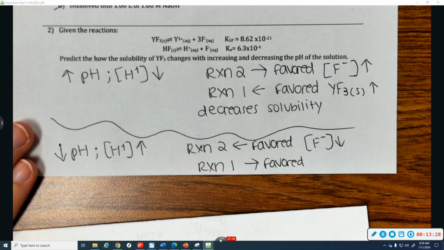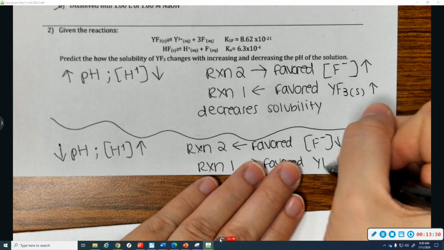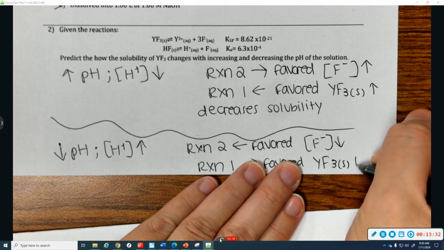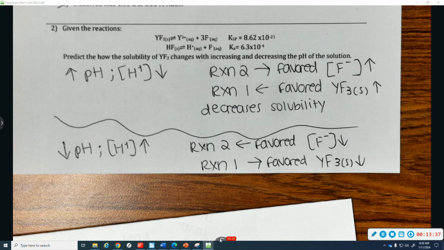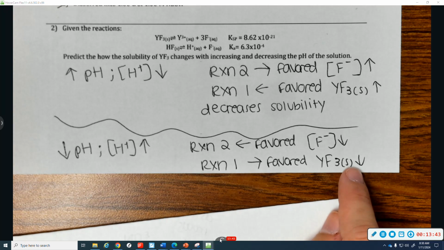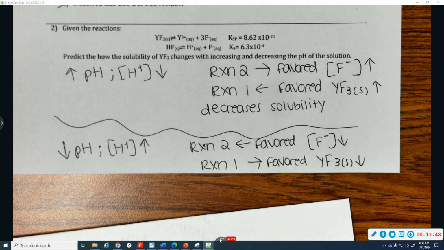That's forward favored. The amount of solid YF3 would decrease because it's favoring that forward reaction. So we wouldn't say solubility decreases. Solubility would actually increase because you would have less precipitate or less solid. So that would increase your solubility. So I hope in this video, these examples help you recognize how pH changes, or adding an acid or adding a base, same thing, can affect solubility in equilibrium systems.